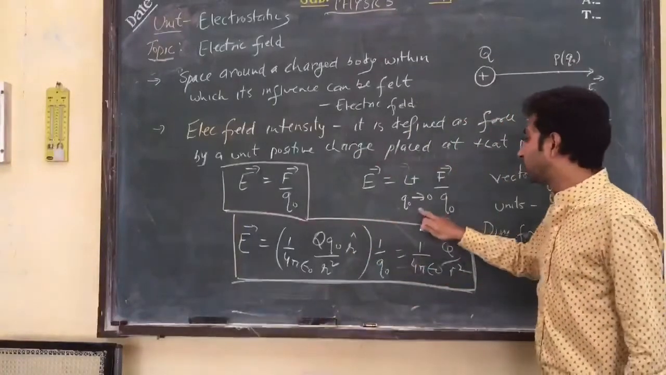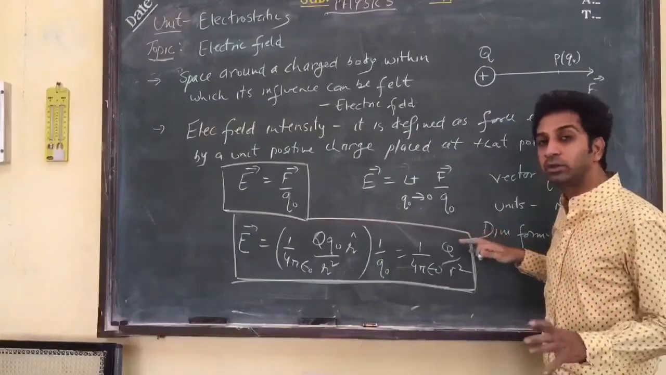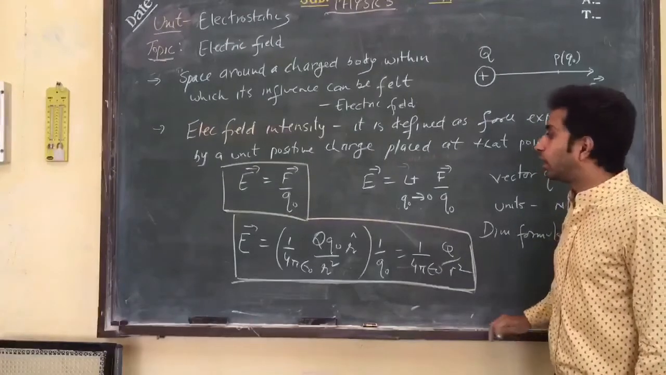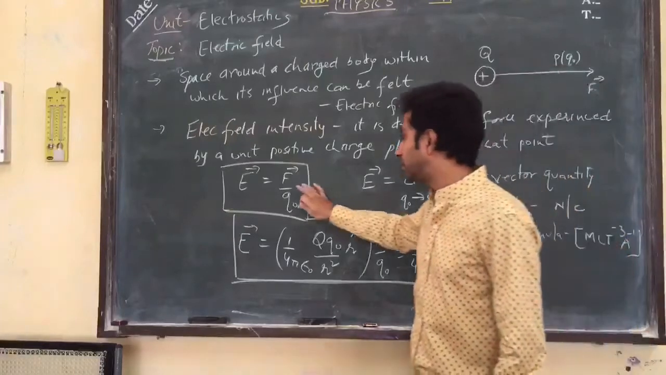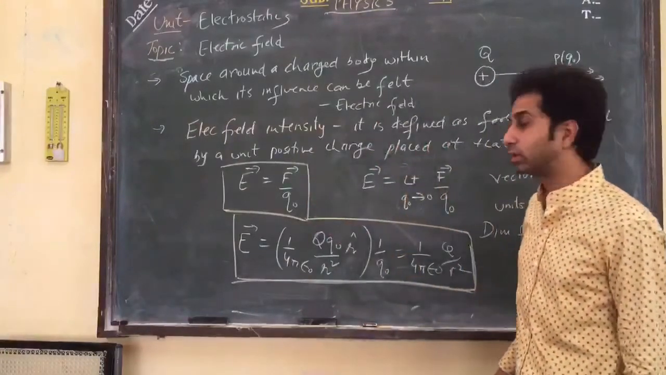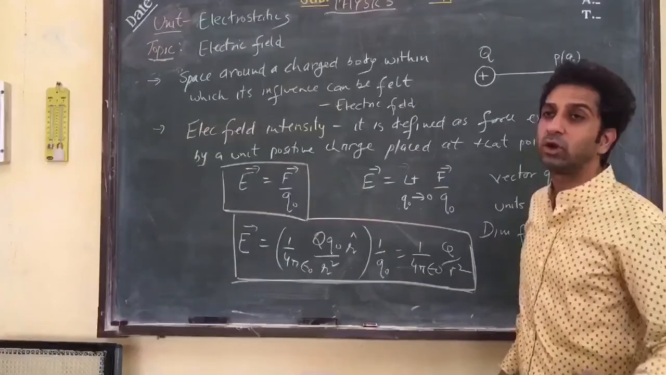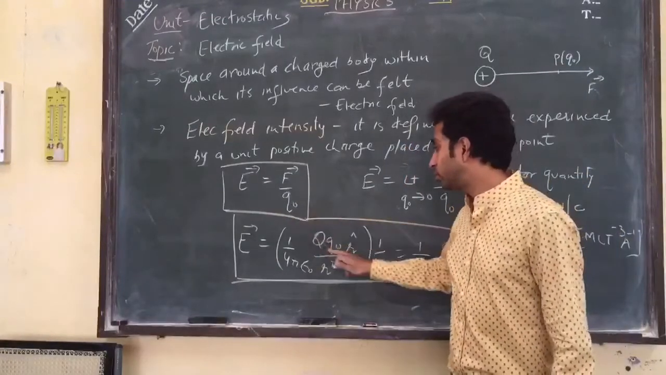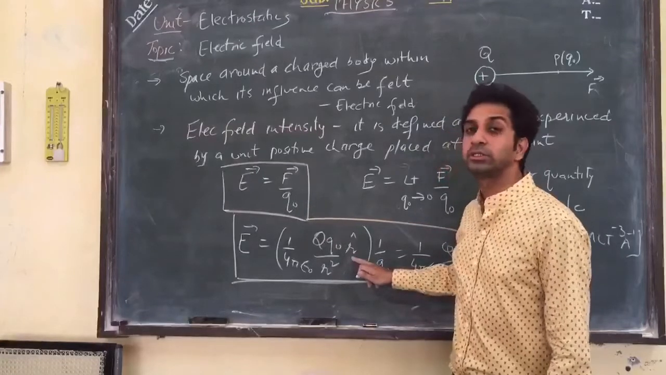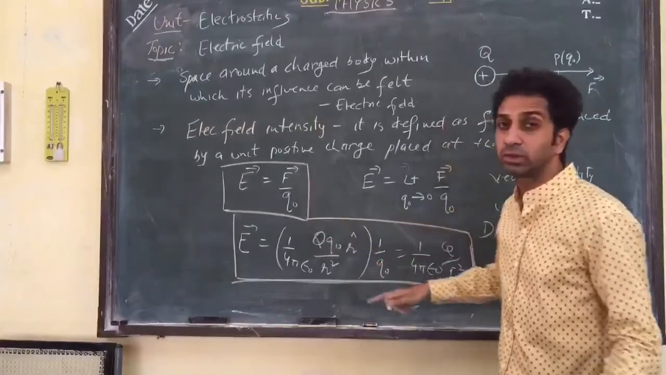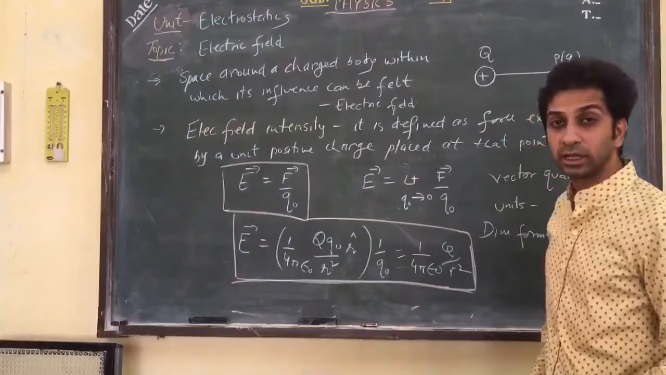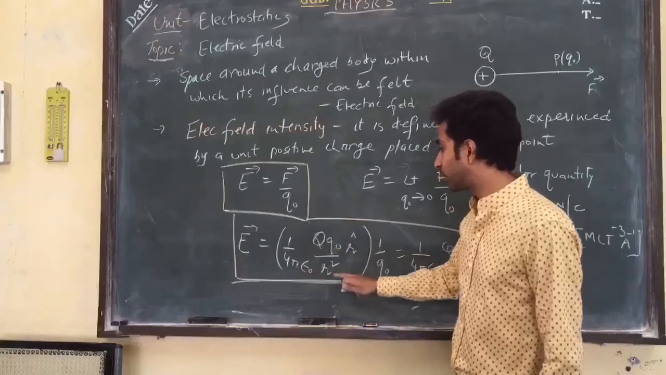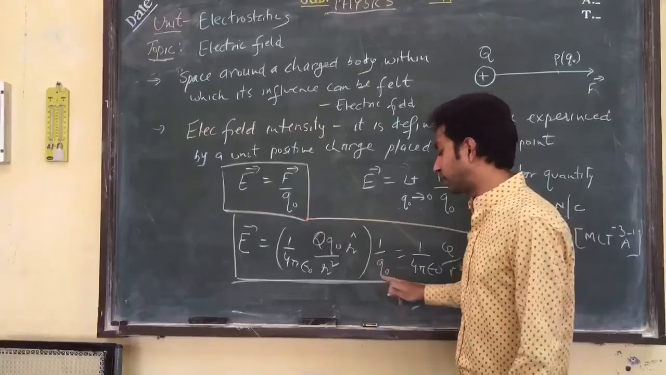So you can write it this way: limit Q naught tends to 0, force per unit charge F by Q naught, or simply F by Q naught. Again, by Coulomb's law, the force is 1 by 4 pi epsilon naught, Q Q naught divided by R square, in R cap direction, as we discussed in the last lecture. So putting in the value of the force, 1 by 4 pi epsilon naught Q Q naught by R square into R cap, divided by Q naught.